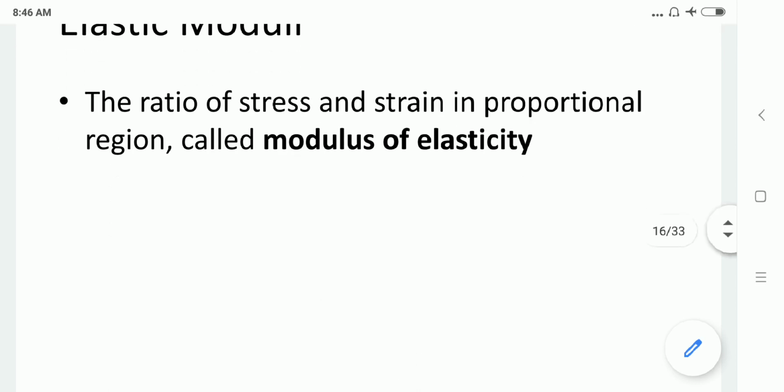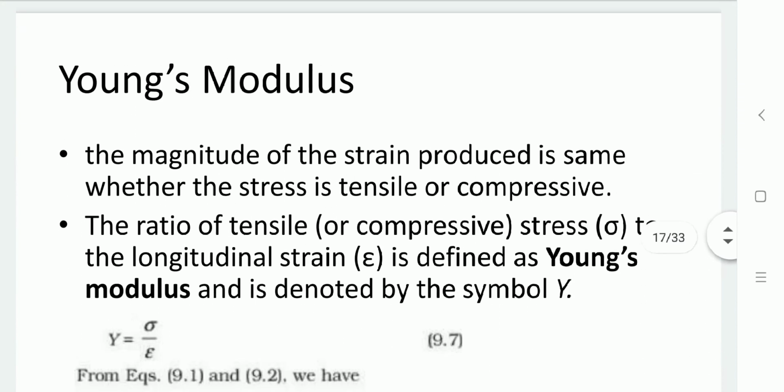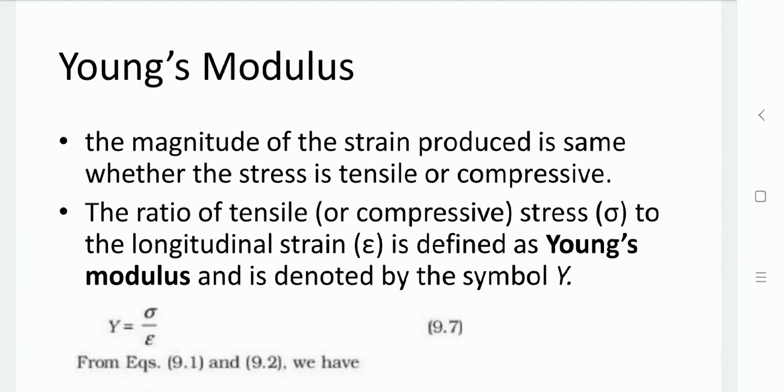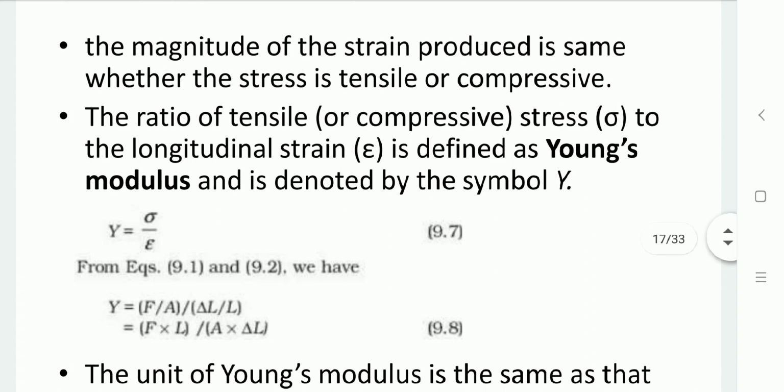So let us go through the first part, that is Young's modulus, in which if we apply tensile or compressive stress, then the magnitude of strain produced in a body remains the same. So if we take the ratio of tensile or compressive stress to its generated longitudinal strain, that ratio is known as Young's modulus, which is denoted by Y. So Y equals sigma by epsilon. Sigma defines stress, epsilon defines strain.